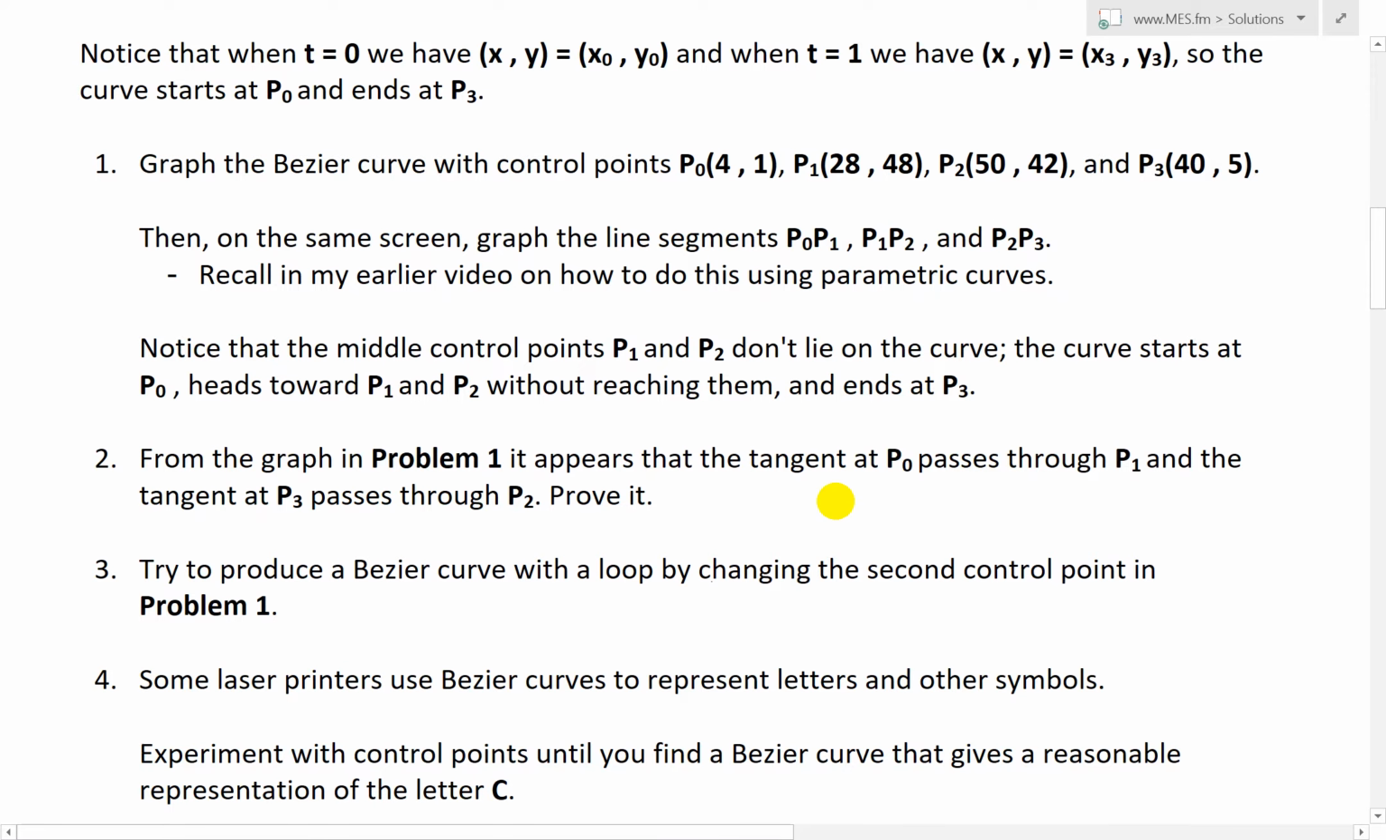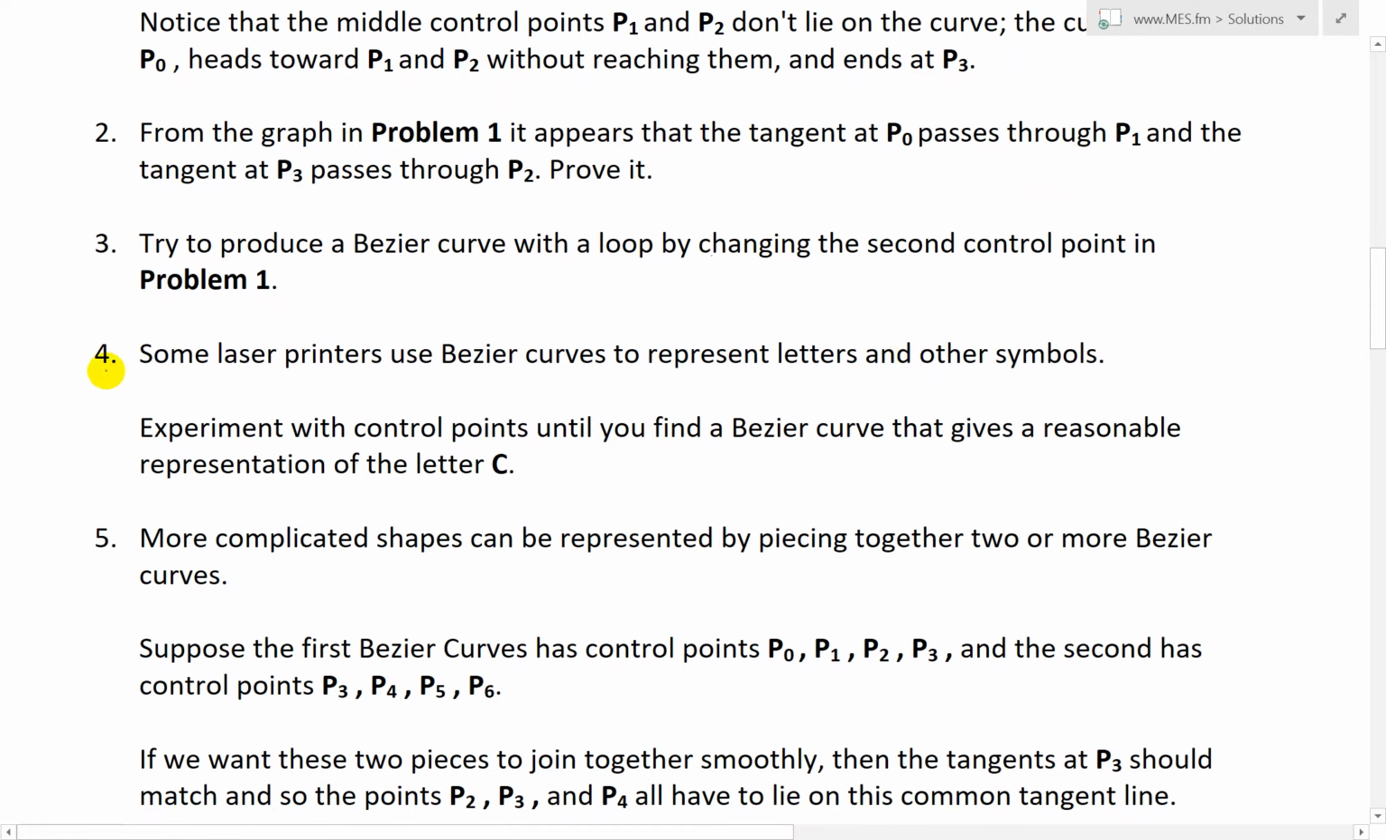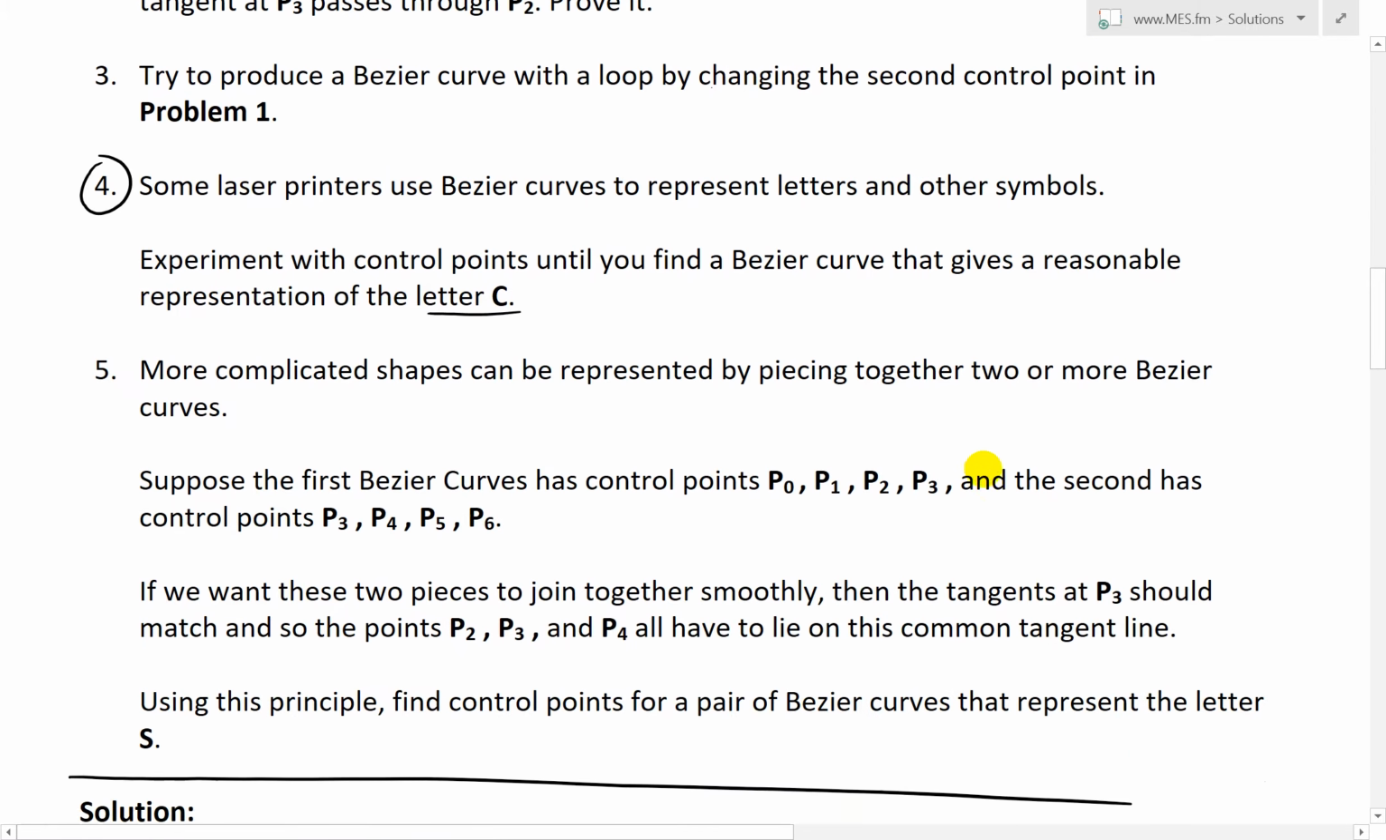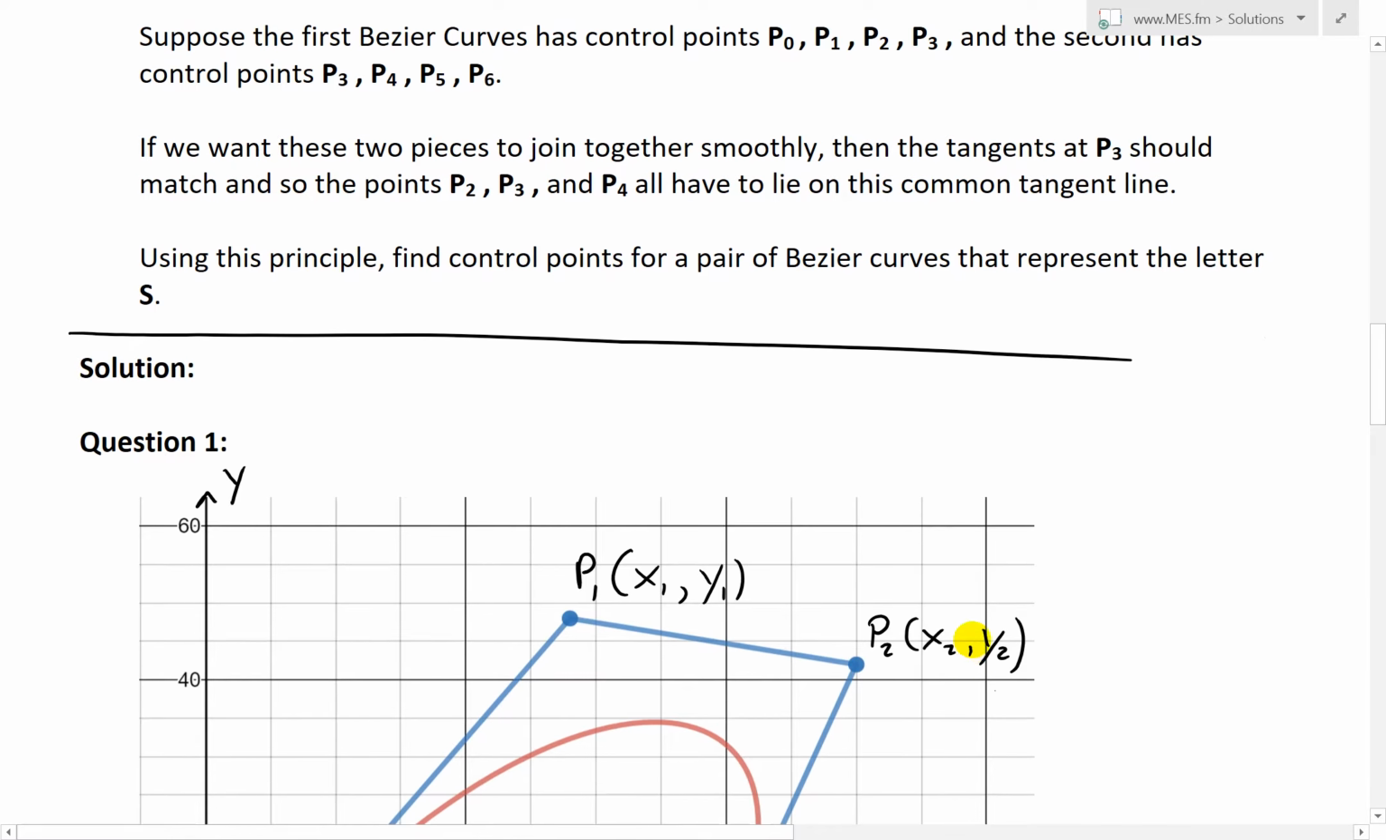And I'll recap questions 1 to 3 in a bit, but we're going to look at question 4 in this video, and it states some laser printers use Bezier curves to represent letters and other symbols. Experiment with control points until you find a Bezier curve that gives a reasonable representation of the letter C. So that's going to be a cool video.